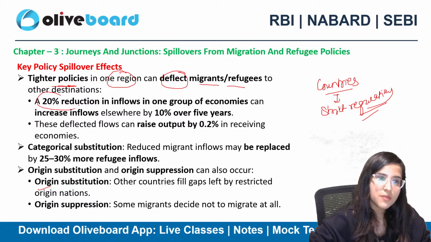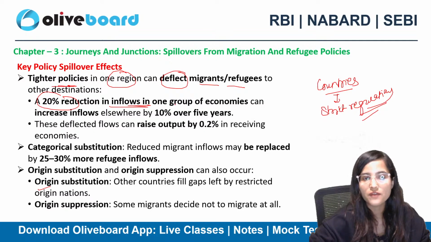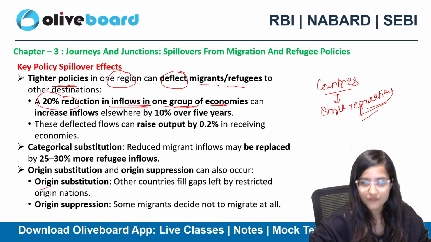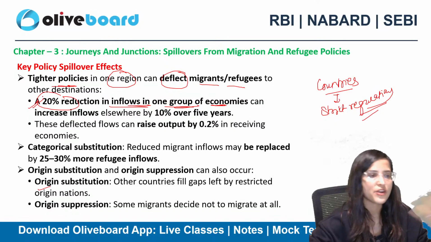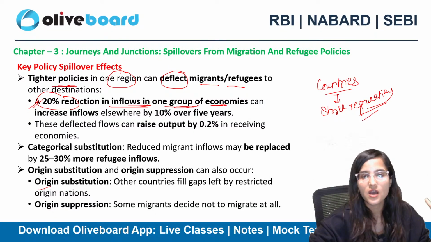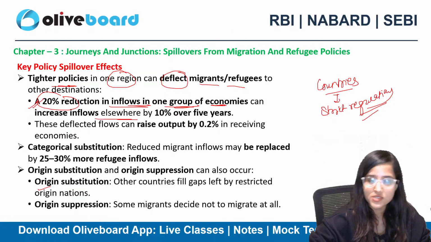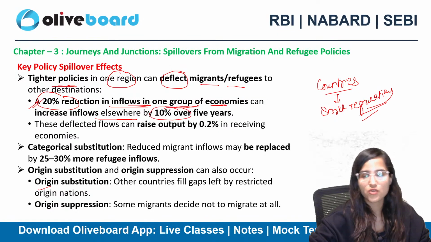So there can be a 20% reduction in inflows in one group of economies. If there is a 20% reduction, say in one region, in inflows of these migrants, this is going to increase inflows somewhere else by 10% over 5 years.